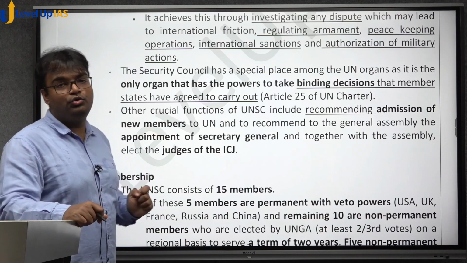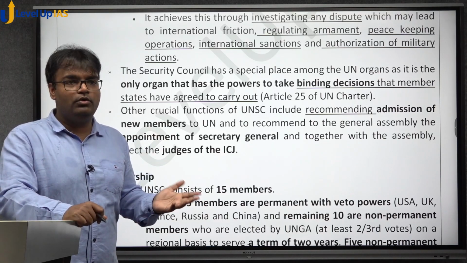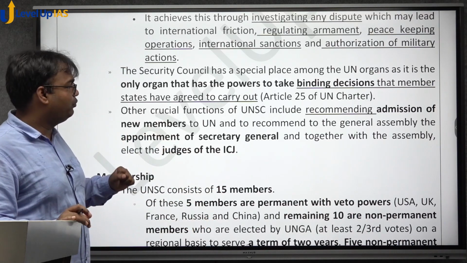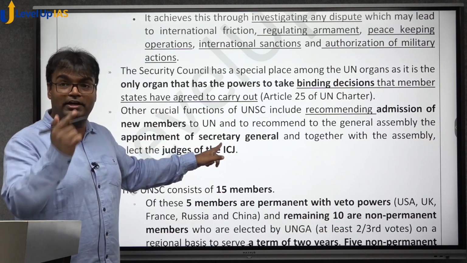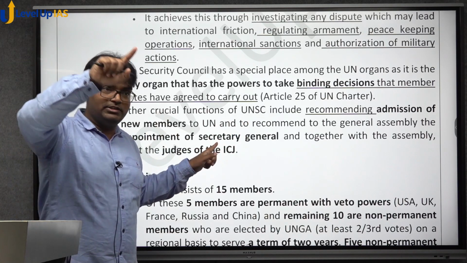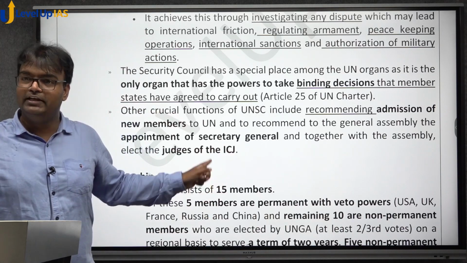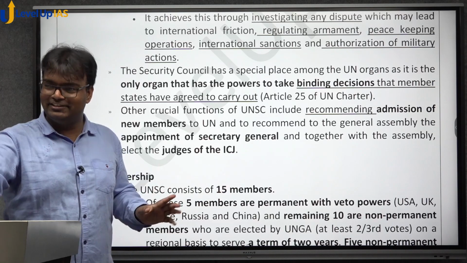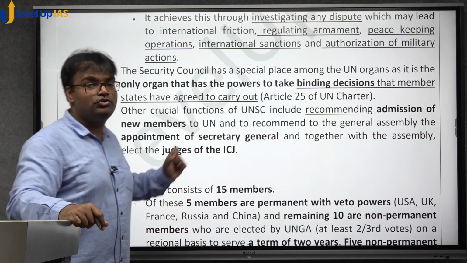admission of new members to the UN. United Nations has 193 members right now. If new members have to be included, UNSC's recommendation would be required. It also recommends to the General Assembly the appointment of the Secretary General. We are again repeating it here. While studying the United Nations General Assembly, we said that UNGA appoints the Secretary General on the recommendation of UNSC. Here we are saying that on the recommendation of UNSC, UNGA appoints the Secretary General. Same thing, right? Then, together with the Assembly, it elects the judges of ICJ.